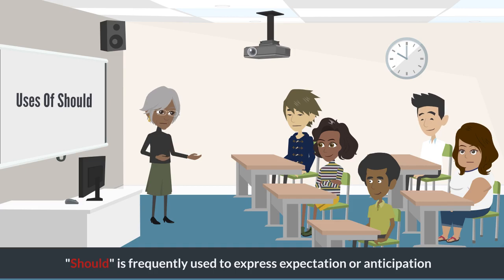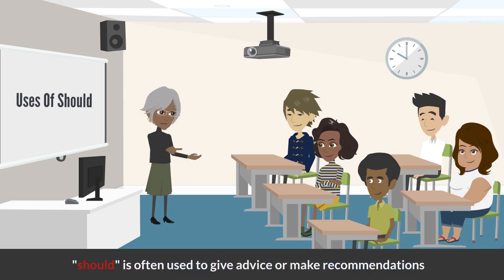Today, we're going to explore the various uses of the auxiliary verb should in English. Should is a versatile word that can express different meanings in different contexts. Let's delve into its uses. Firstly, should is often used to give advice or make recommendations. It helps us suggest the best course of action in a particular situation. For example, you should eat more vegetables for a balanced diet.